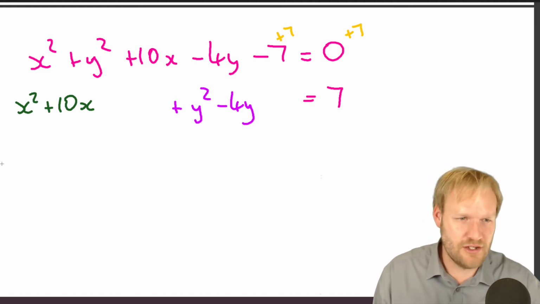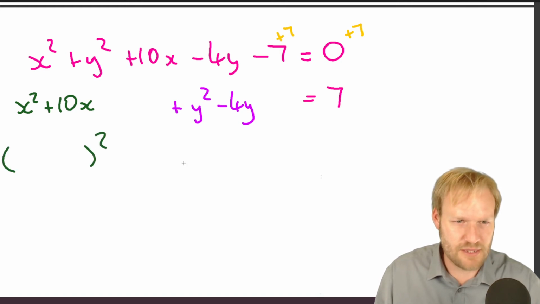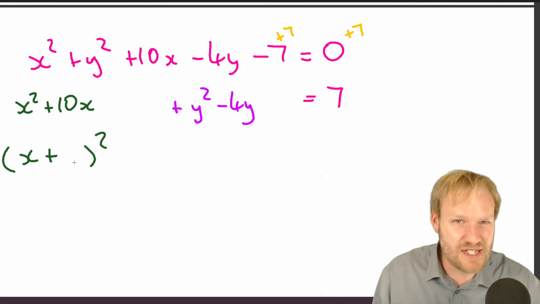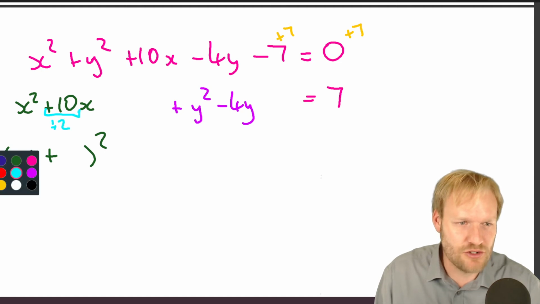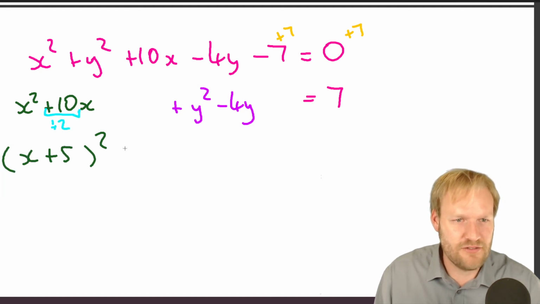Okay, so for our x's, let's get into this. So we know it's going to be brackets, something squared. Well, x plus, what's the second term going to be? Well, remember we said we're going to take this and divide it by 2. And that makes that 5.